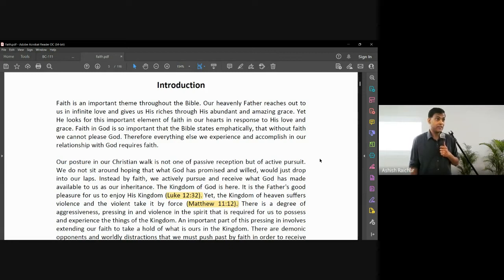You understand? Right? It's not like I'm passive. Oh, God, you're my father, put it on my life. Now, there are times when God in his goodness will sovereignly move and bless and give. But the norm is we have to be violent and take it by force. And part of being violent and taking it by force is learning how to exercise our faith in God. You understanding so far? Yeah.